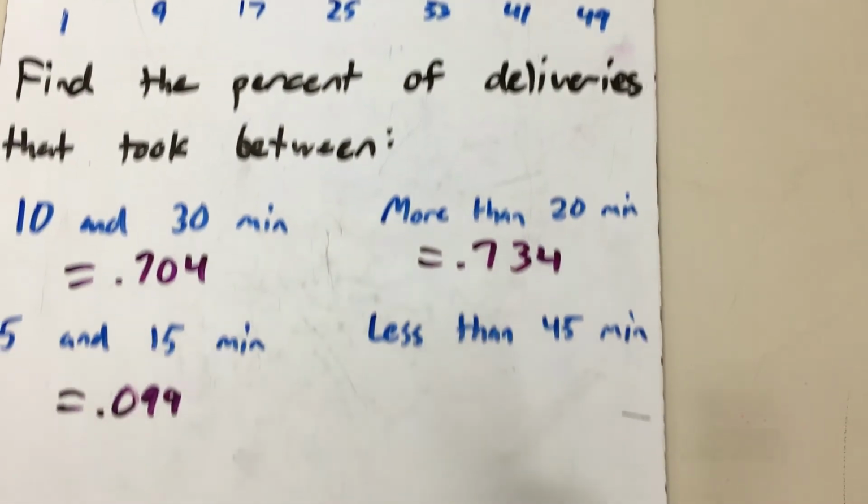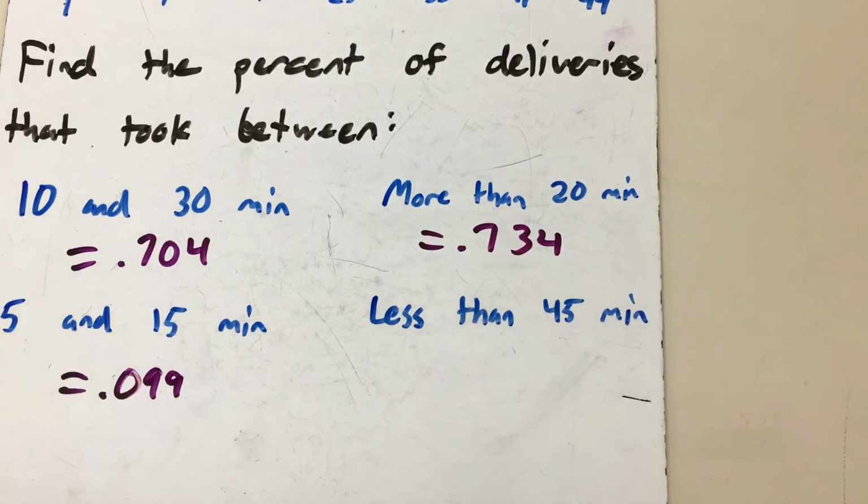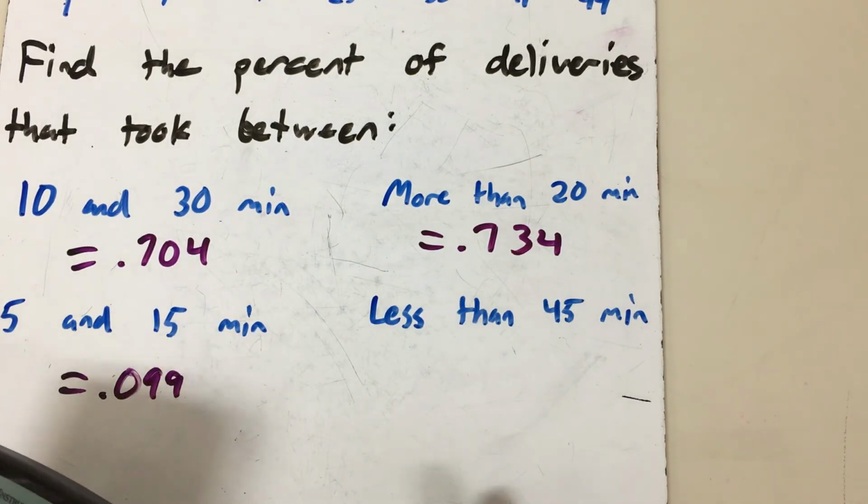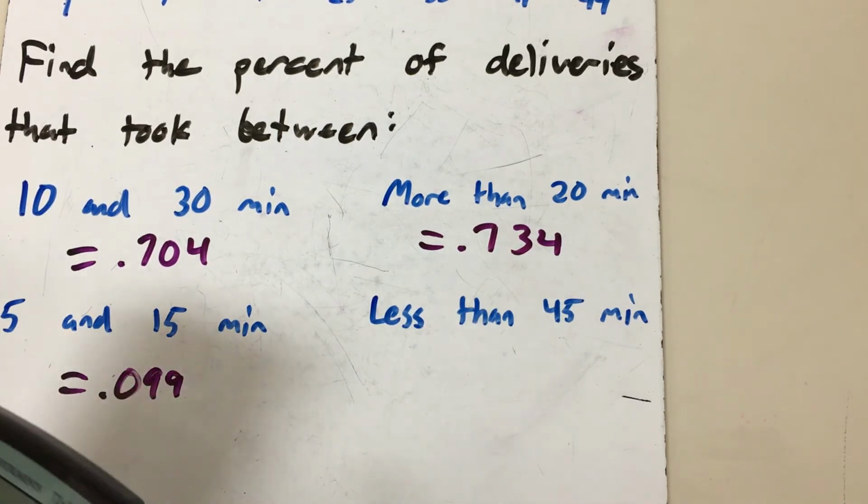And finally, the percent of deliveries that are less than 45 minutes. Now, I picked this example because a lot of places will keep track of their delivery times and say, hey, if it comes in after 45 minutes, your pizza's free. So this would actually help us figure out what percentage of their orders they would actually get paid for.